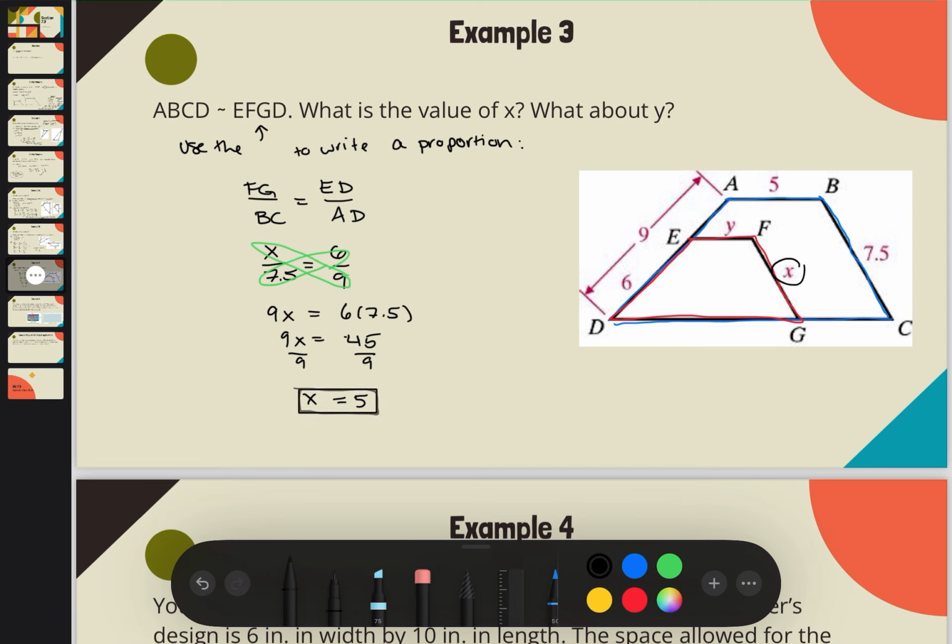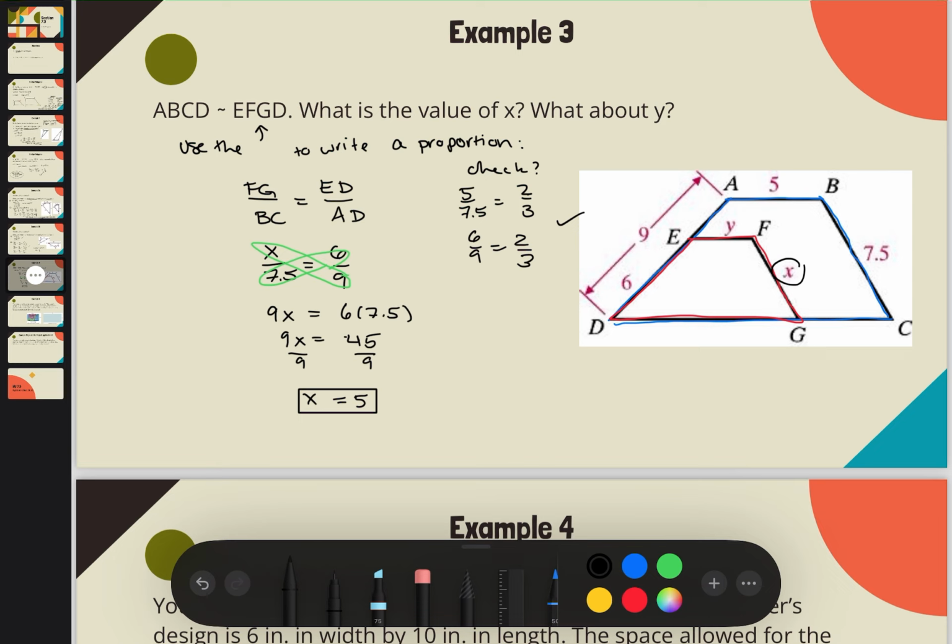And again, you can always check yourself by saying, hey, 5 over 7.5, what does that actually simplify to? Well, if I divide both of those by 2.5, that would give me 2 over 3. 6 over 9, what does that simplify to? 2 over 3, boom. That's just your nice little check. Did we get the right answer? 5 is correct.